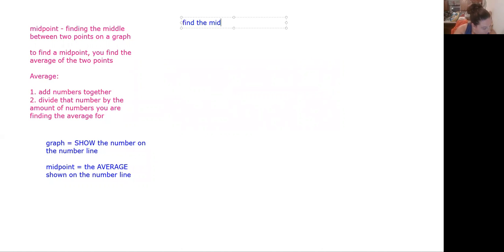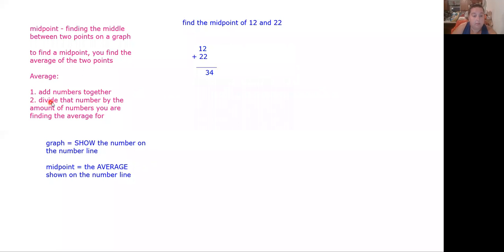Find the midpoint of 12 and 22. Okay. So the first step, add the numbers together. So we add 12 plus 22. So we got 4, 2 plus 2 is 4, 1 plus 2 is 3. So we have 34.